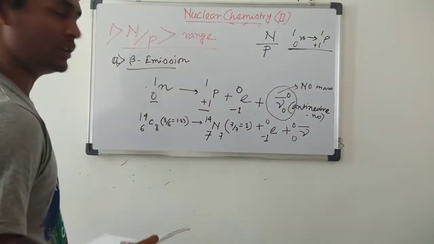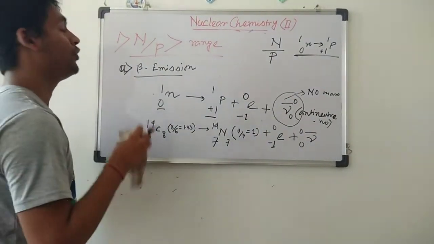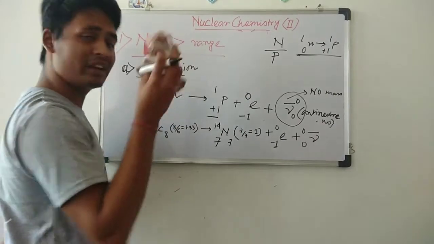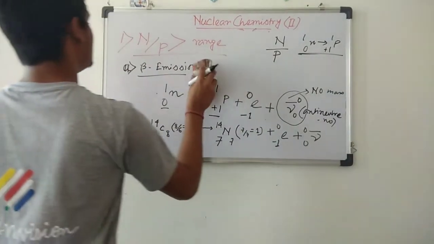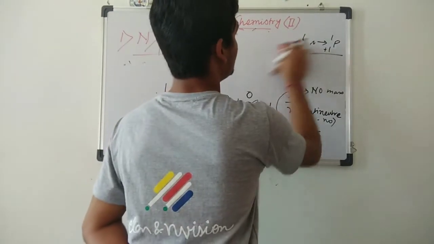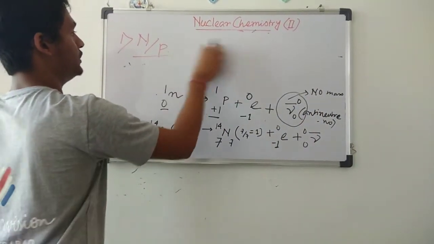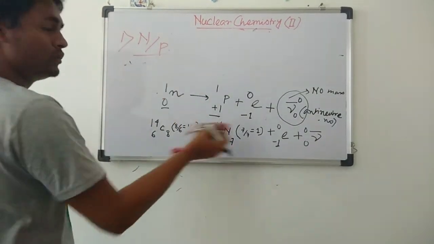That is the thing. Now these are the two possibilities for the case where N by P ratio is greater than the stability range. Now I hope you have written down the things. I am giving you some 2-3 seconds. Again I will write down the other things, so you can write down this thing.